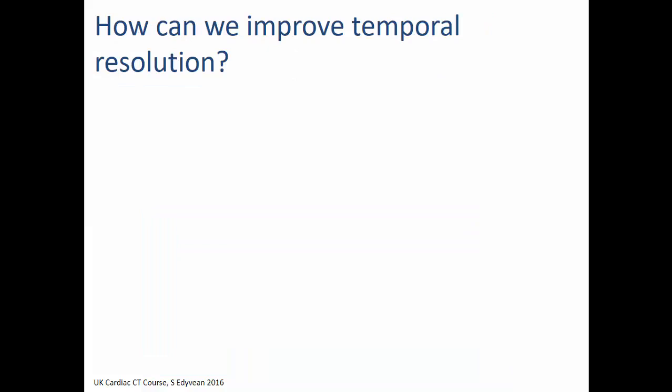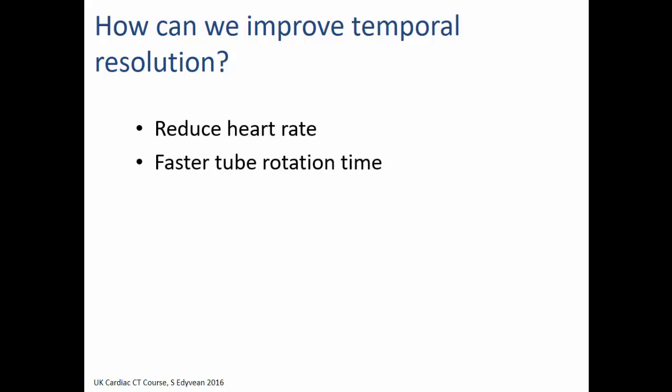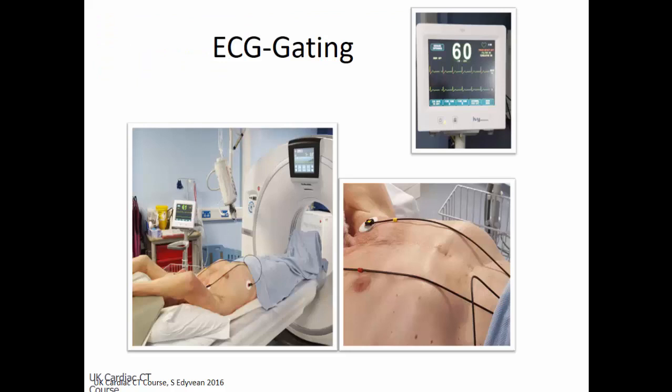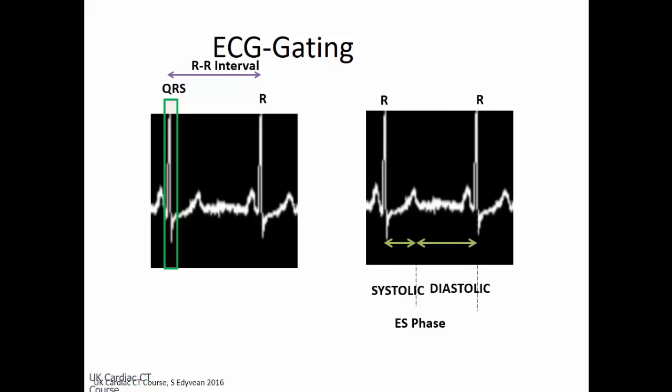Okay, so how can we improve the temporal resolution? Well, we can reduce the heart rate, we can do faster tube rotation time, ECG gating, multi-sector reconstruction, and we can use multiple tubes. So if we look at ECG gating, you'll all be aware that you're linking your patient to the ECG monitor, which is also linked into the scanner, and basically you're just wanting to tune your scan acquisition to the patient's ECG. This is just a real ECG, so it's not saying anything more than I've said already. And so we've got our systolic phase and our diastolic, which is where we want to image generally.